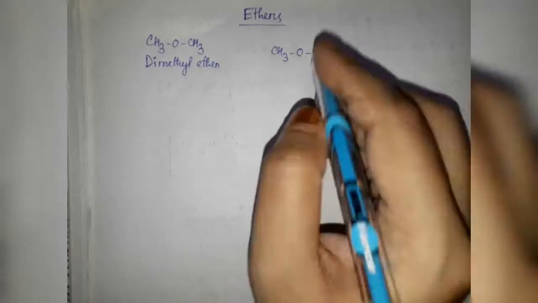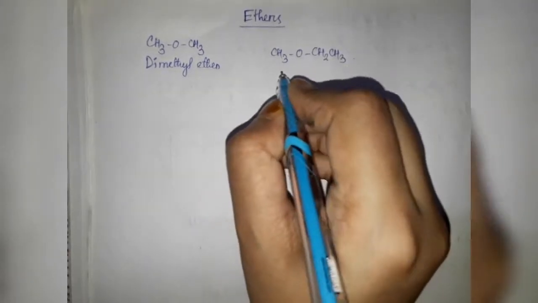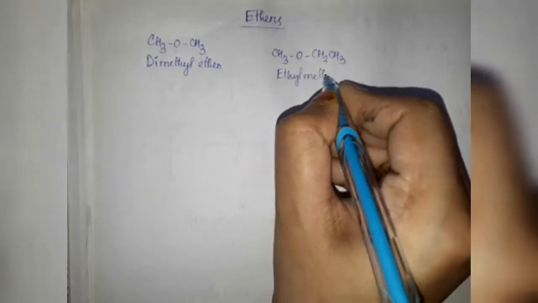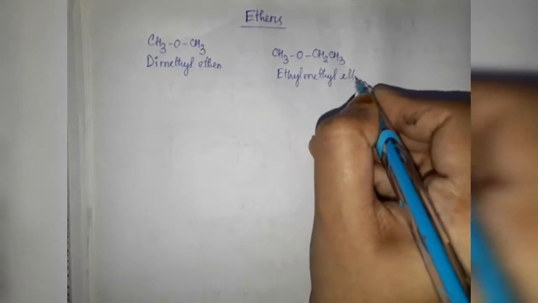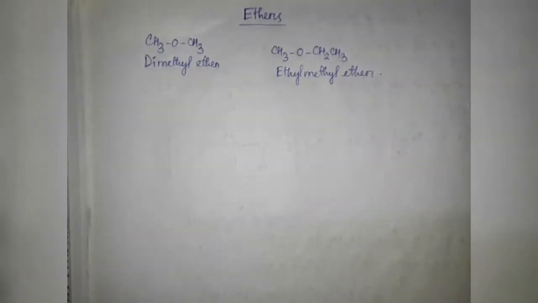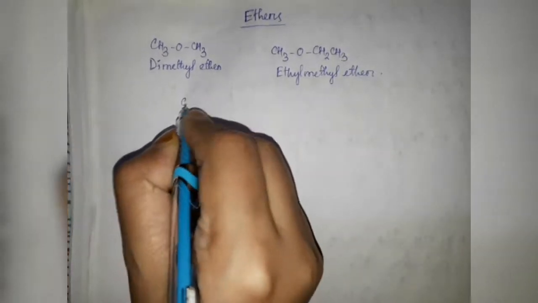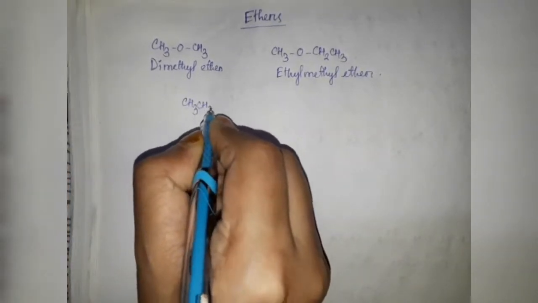Okay, so what is the name of this ether? The name is ethyl methyl ether. Okay, now let's discuss the preparation of ethers. So we will discuss the dehydration reaction for the preparation of ethers.